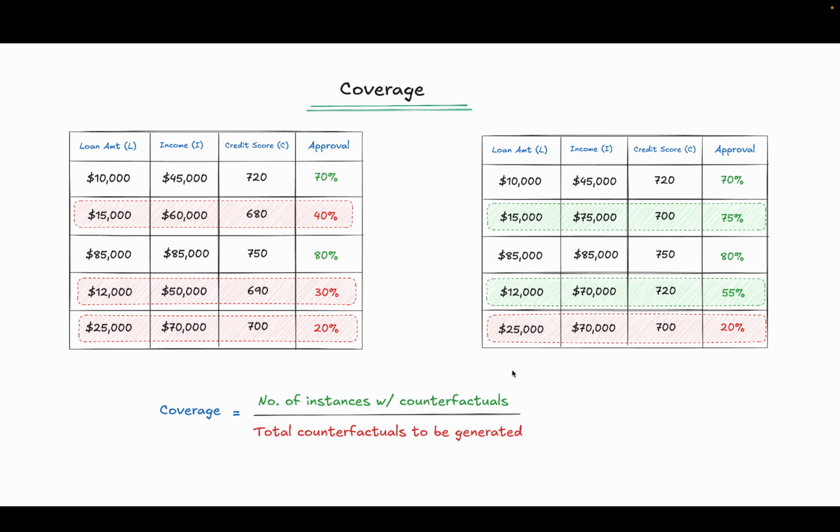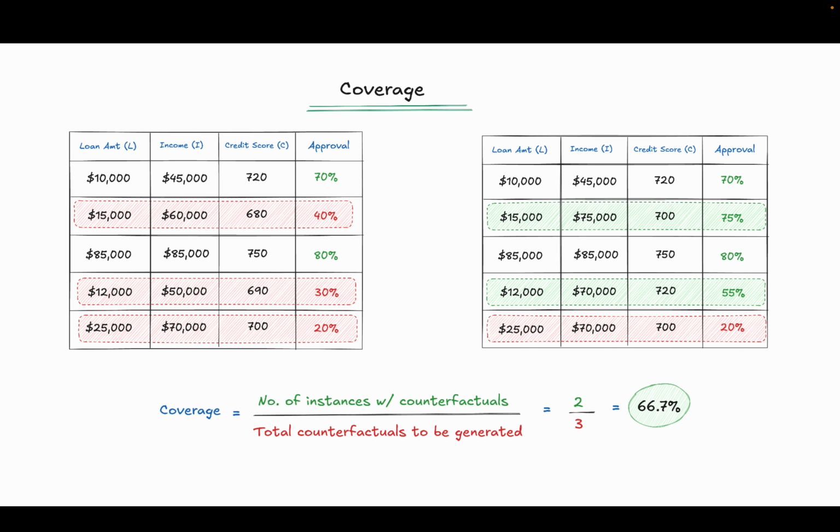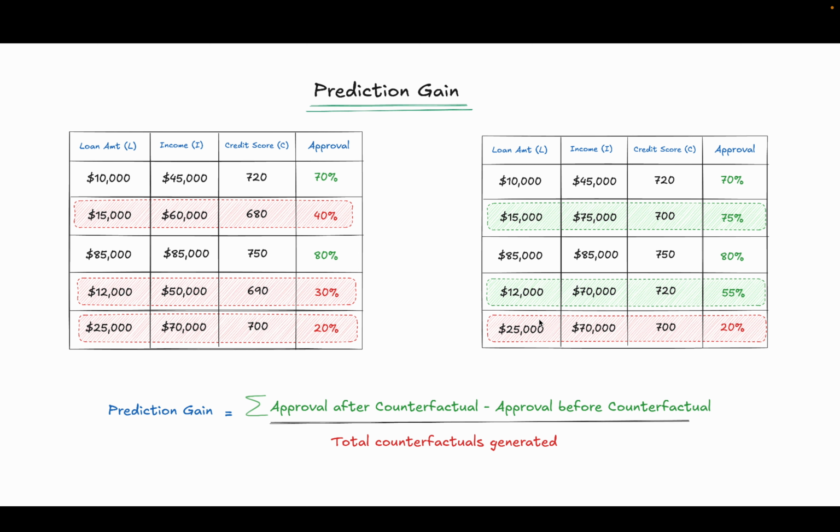And that's what coverage tells us, which is the number of instances with counterfactuals divided by the total number of counterfactuals that have to be generated. Now in this case, 2 counterfactuals were successfully generated. So we have 2 out of 3 counterfactuals that had to be generated. That gives us a coverage of 66.7%.